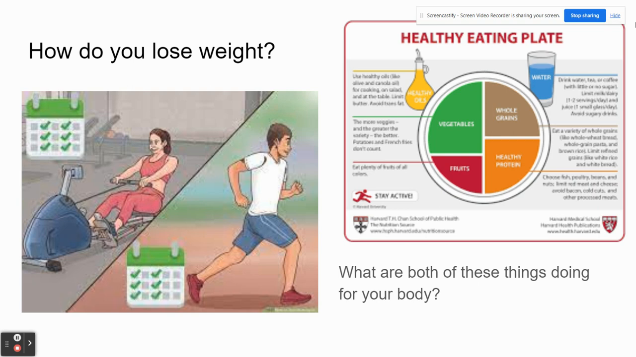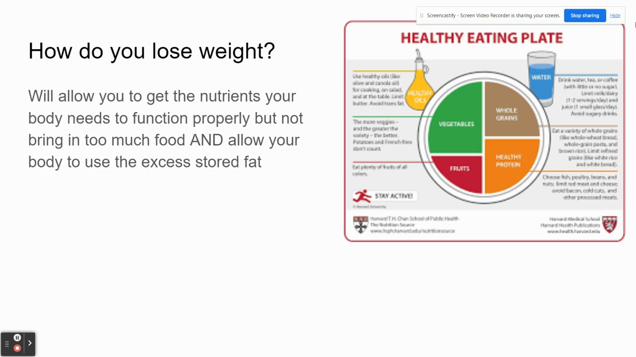But we need to look at what both of these things are doing for our body. Well, when we eat healthy, we're allowing our body to still get the nutrients that we need. We still need some fats, we still need some carbs, we still need some proteins to allow our body to function and to grow and to maintain and to get energy, but we're not bringing in more food than what our body needs. So we're not getting any more excess storage fat because we're eating a balanced diet.